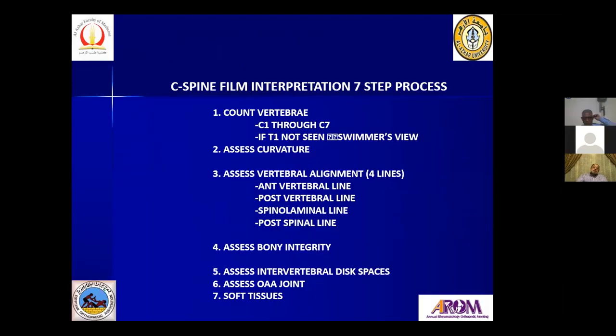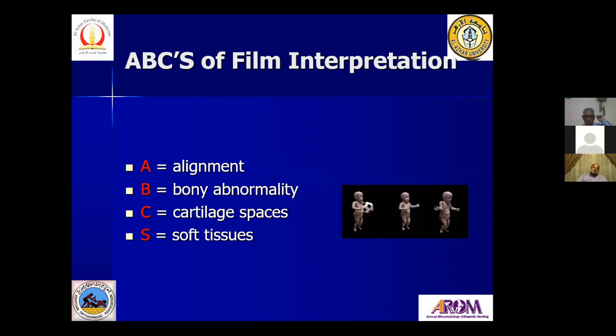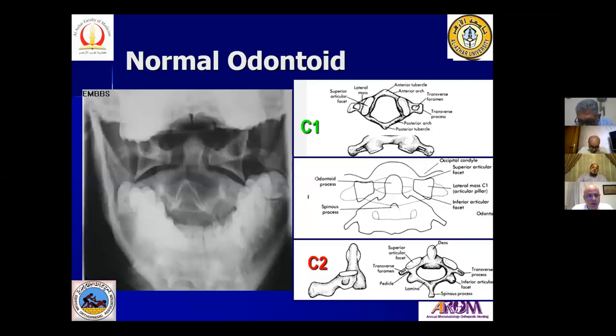So we concise this into ABCs. ABC, when you look for the film, look for A, alignment, B, bony abnormality, C, cartilage space, and S, the soft tissues. You have to remember this, and when you read the X-ray, put this in your mind, and you will not miss anything. So for the normal odontoid, this is a normal odontoid view, what we call mouse view.